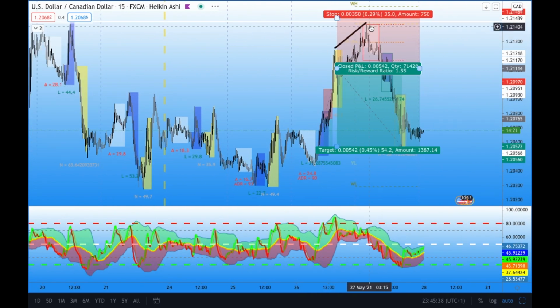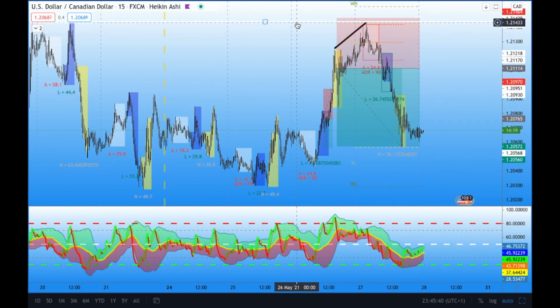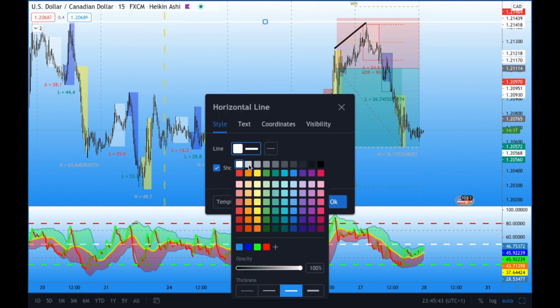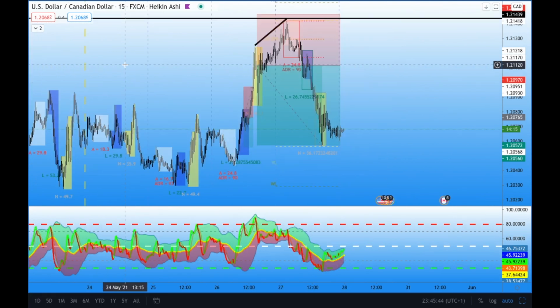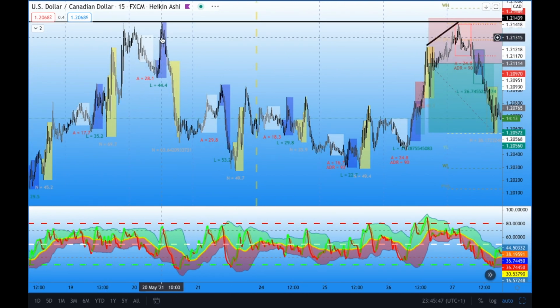I saw that, once again, I just put a level right here. You might not be able to see this, so I'll just change this so you can see the color. So I saw there was a resistance level right here. And what happened when price hit this resistance before? Price sold.